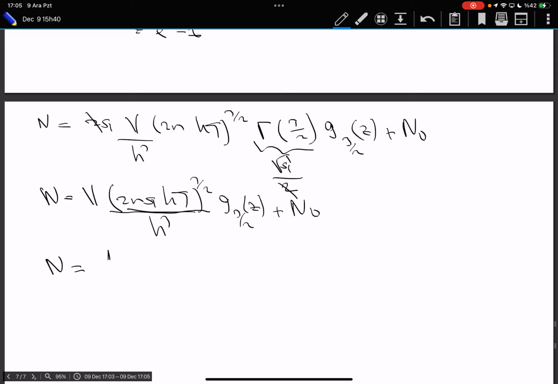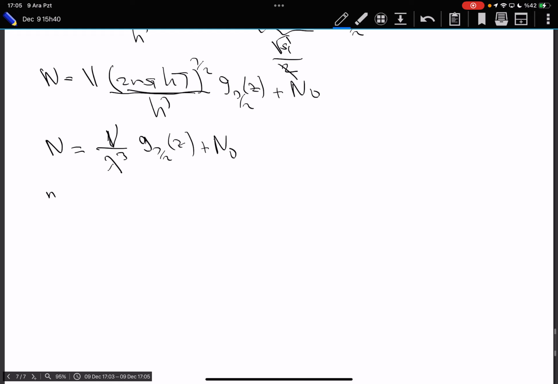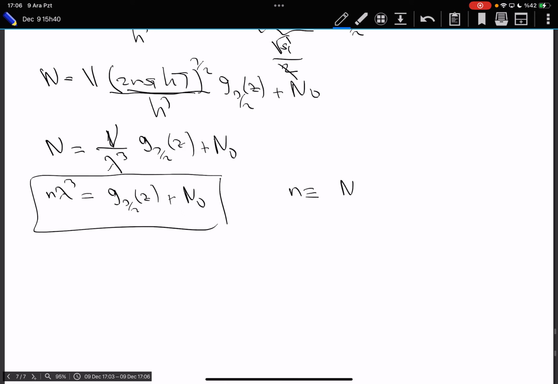Well, if you remember that factor, that is in fact why we defined the thermal wavelength: V over lambda cubed, or n times lambda cubed is equal to g 3 over 2 of z plus N0, n being the number density. This we have to solve. Here this is N0.